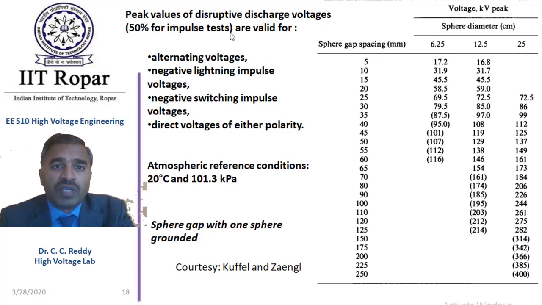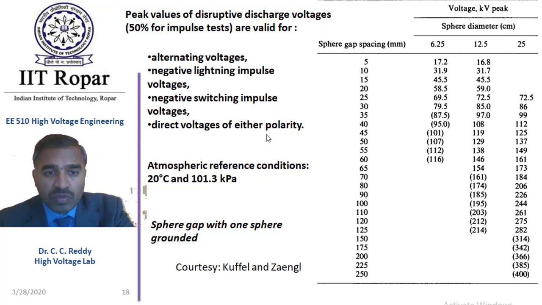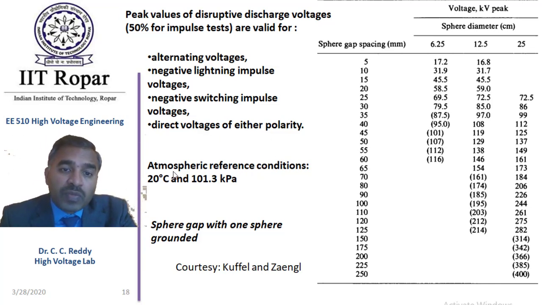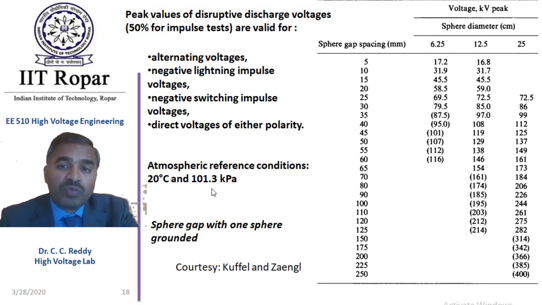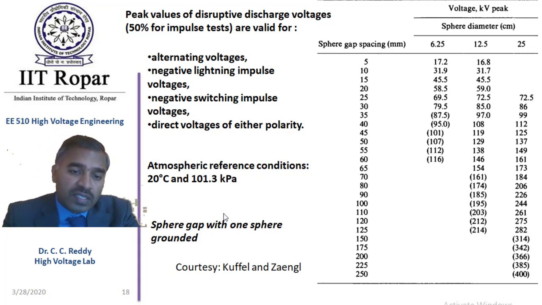So these are disruptive discharge voltages. Peak values of disruptive discharge voltages are called tabled values, and are valid for alternating voltages, negative lightning impulse voltages, negative switching impulse voltages, and direct voltages of either polarity. And these are at atmospheric reference conditions, 20 degrees centigrade and 101.3 kilopascals. Please remember, these conditions are to be quoted whenever we quote these values. For other conditions, we need to incorporate certain correction factors that will be discussed later. And sphere gap with one sphere grounded: these values are for sphere gaps with one of the spheres grounded, the other connected to high voltage.